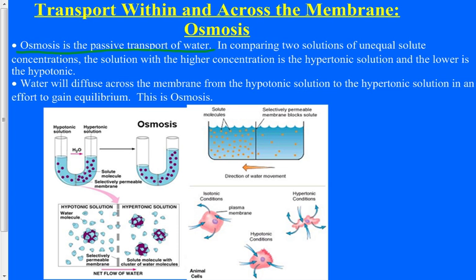Okay, and osmosis always happens across a cell membrane. It doesn't happen within the cell. It's how water gets in or out of the cell through the membrane.